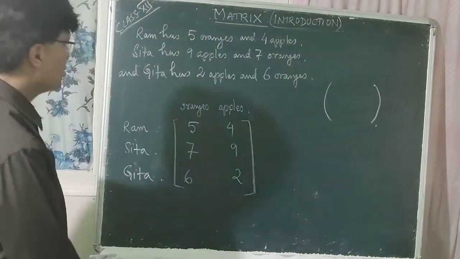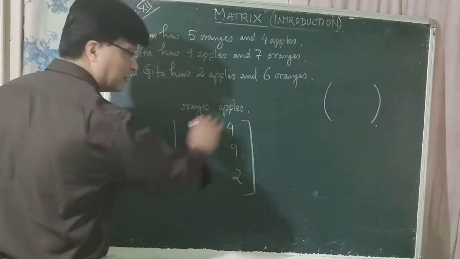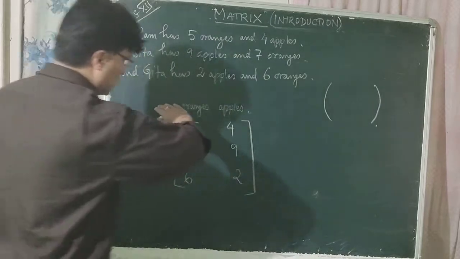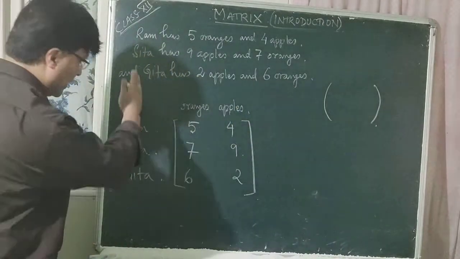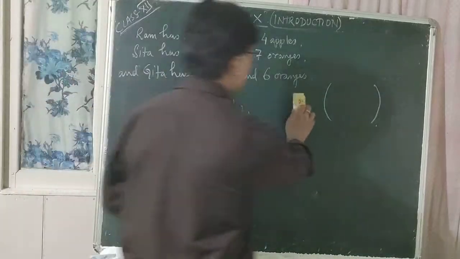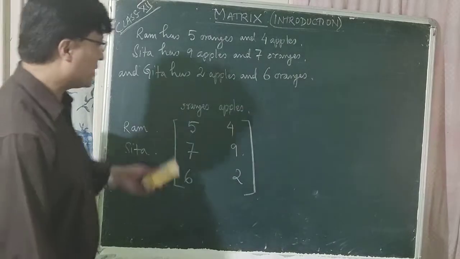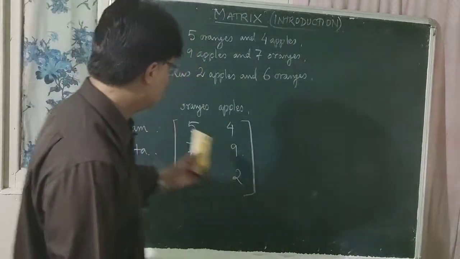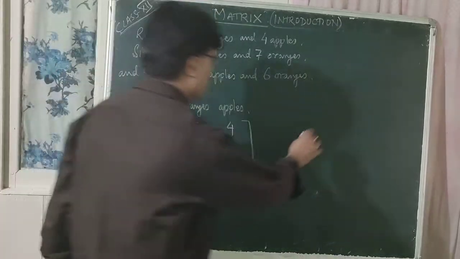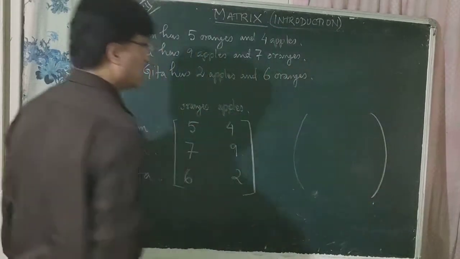Is that clear? So you can write oranges and apples here and Ram, Sita, Geeta here. This is known as the column part. This is known as the row part. This horizontal is known as row and this vertical is known as the columns, right? You can write it within the first bracket also. So this matrix representation is either this square bracket or the first bracket.